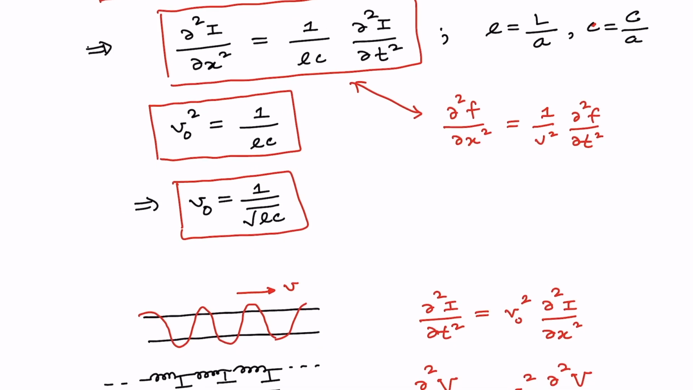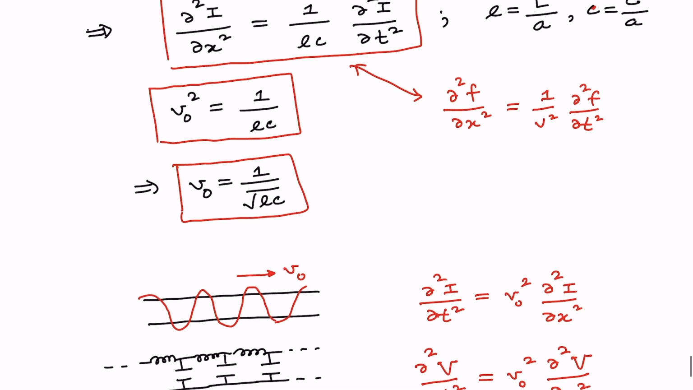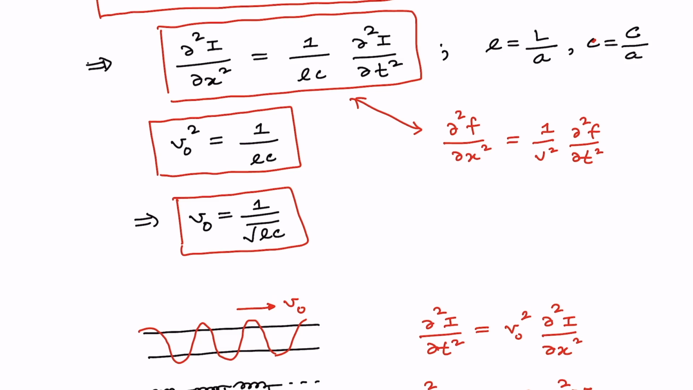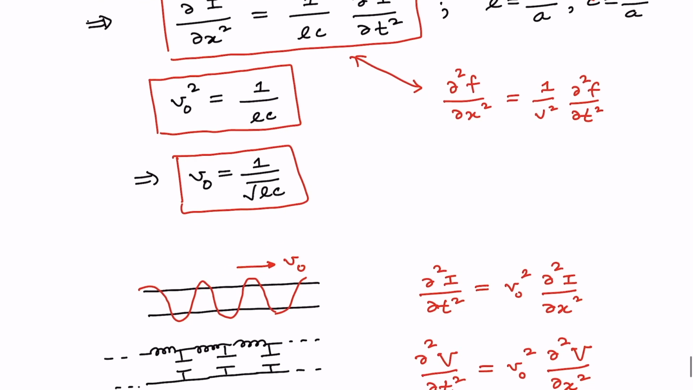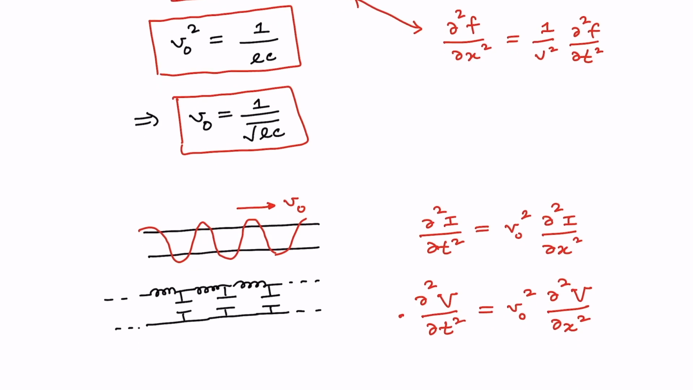So now because this small l small c product is simply a constant quantity, it's a characteristic of the material only, so v0 is constant, and that's the reason we say that the current is propagating through this transmission line as a wave, a current wave. A similar equation you can obtain for the voltages as well. So either the voltage or the current, you can have a voltage signal or a current signal, and that can propagate through this transmission line with a constant velocity.